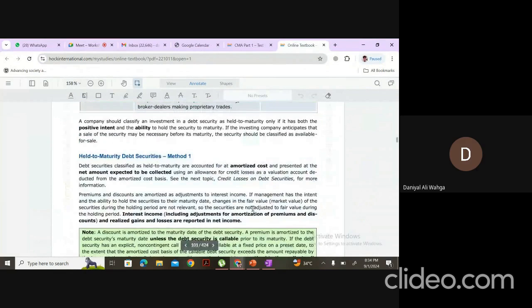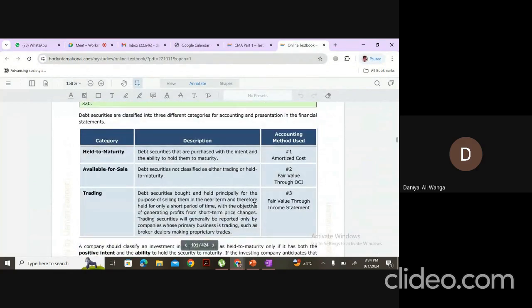So what is discussed here is that we were discussing debt instruments. There are three measurements available, and those measurements, again I am telling you, will be based upon the intention of the investor. How is he viewing those debt securities? Either he wants to hold them till maturity, or they are available for sale, or they are available for trading. So how will you account for them?